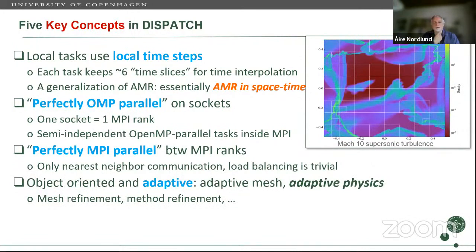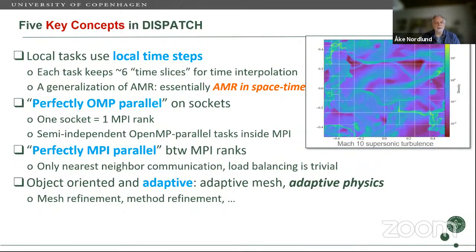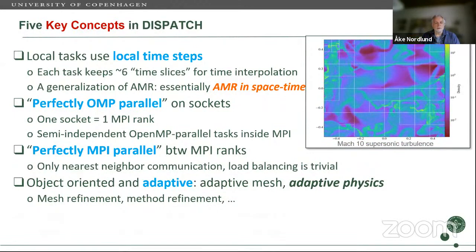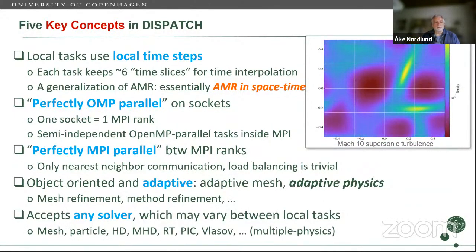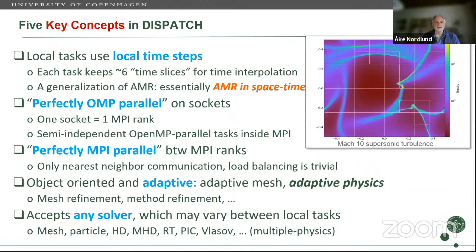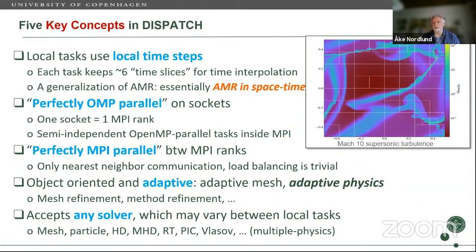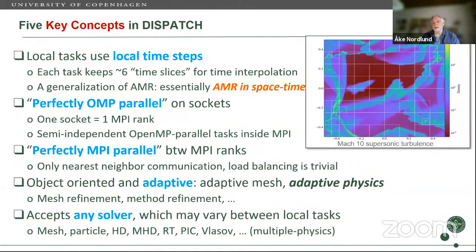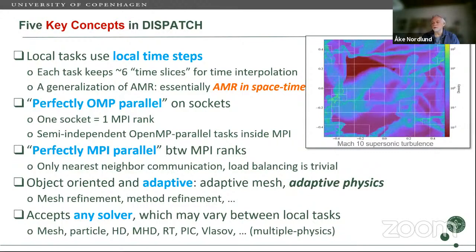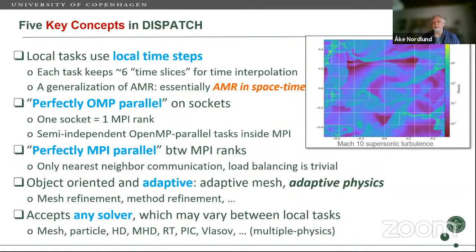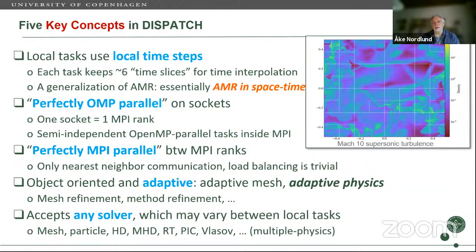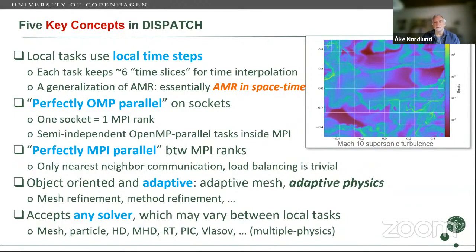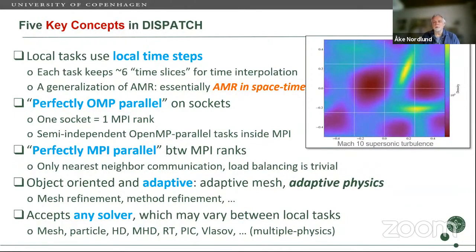It's adaptive in the sense of both adaptive mesh and adaptive physics, and it has mesh refinement and method refinement. The point is to call it a code framework because it can accept any type of solver, and you can have different kinds of solvers acting at any one time. We have, for example, implemented some solvers from the Stagger code and from the Ramses code. Therefore, it would be a misnomer to call this a code. It's a framework with code inside.